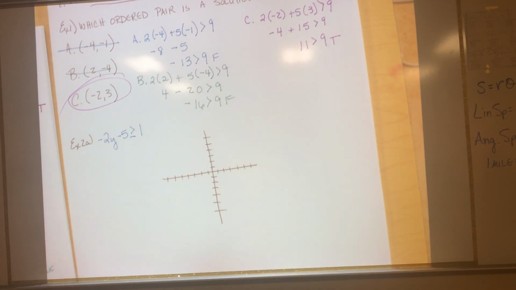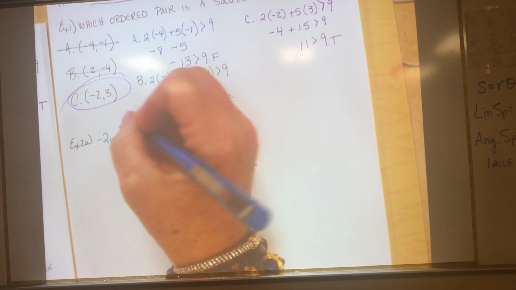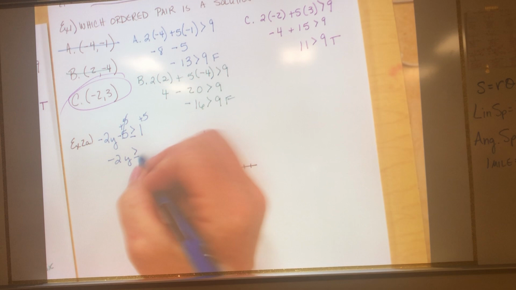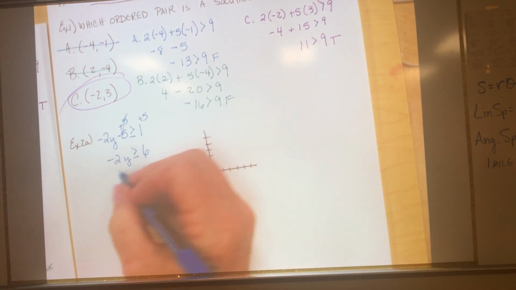Alright, let's see how good you did. So, yes, like Jaden said, we're going to add 5 to both sides. Okay? I'll get negative 2y is greater than or equal to, what's 1 and 5? 6. Now what am I going to do? Divide by negative 2.